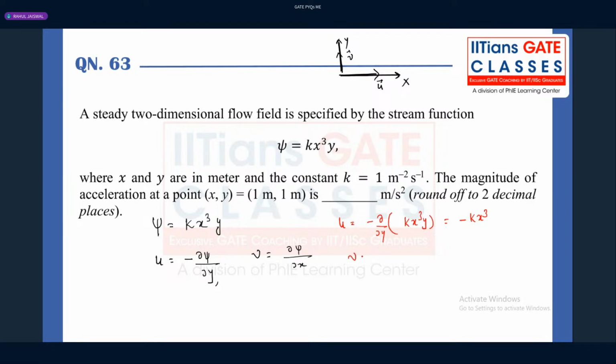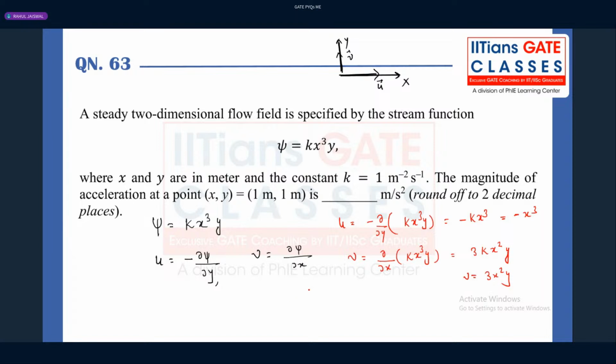So here, what is the v component? Dou by dou x of kx cube into y, which if you try to differentiate, you are going to get 3kx square into y, where k is 1. So what you can write, guys? u is minus x cube, and v you can write as 3x square into y.